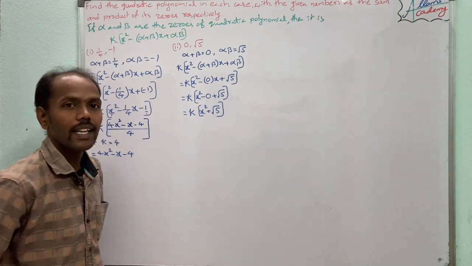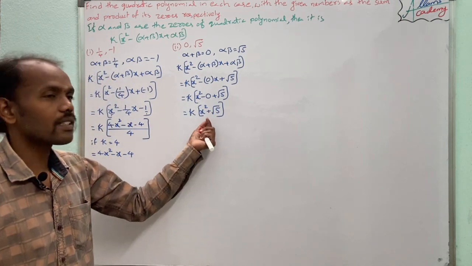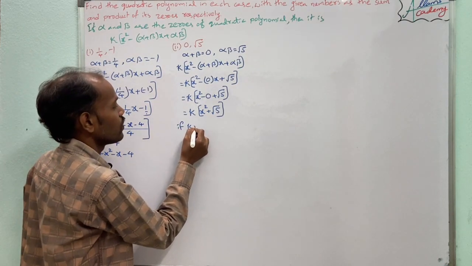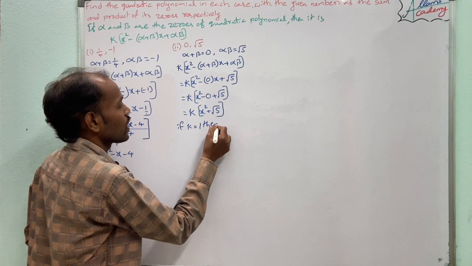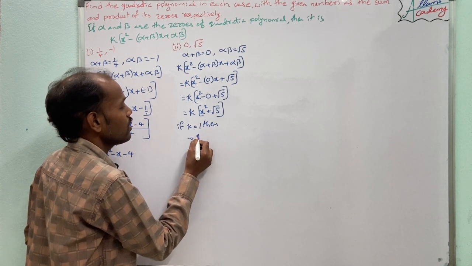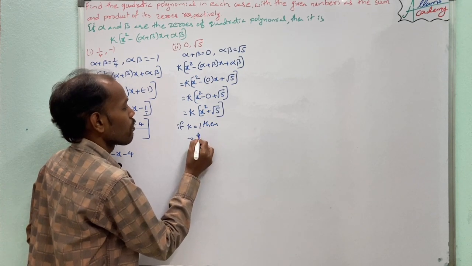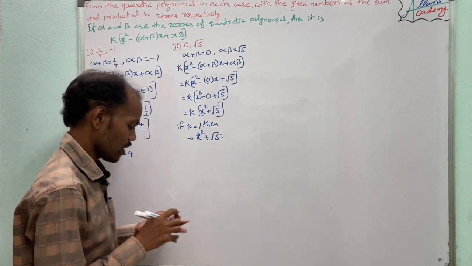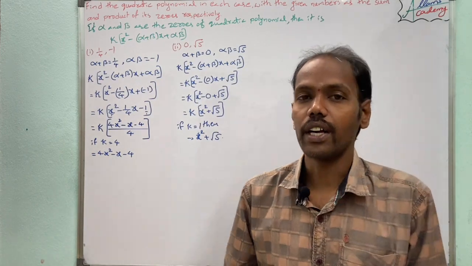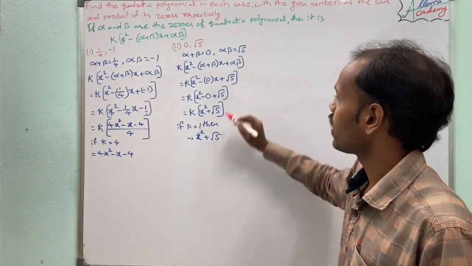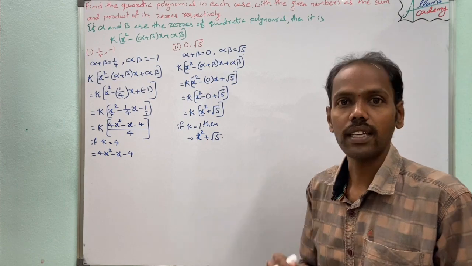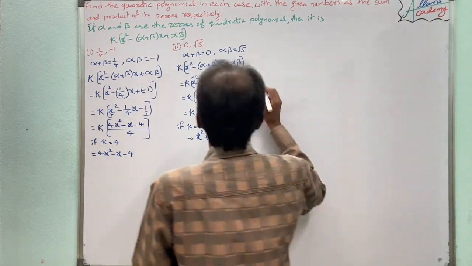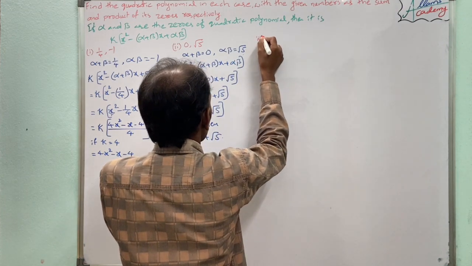So here the denominator is nothing but 1, so we take k equal to 1, then the quadratic polynomial is x square plus root 5. So if the sum of the zeros is 0 and the product of the zeros is root 5, then the quadratic polynomial is x square plus root 5. Now we find another problem too.